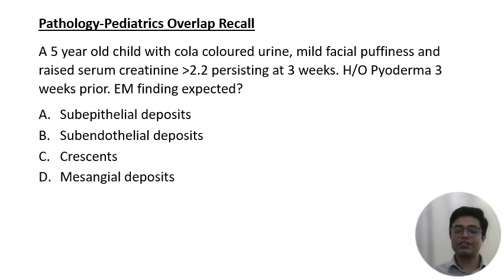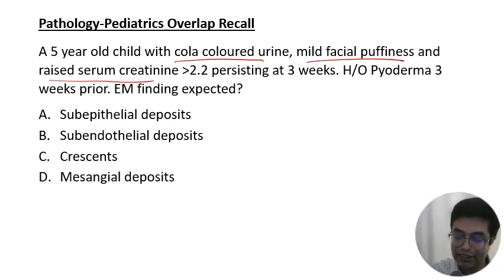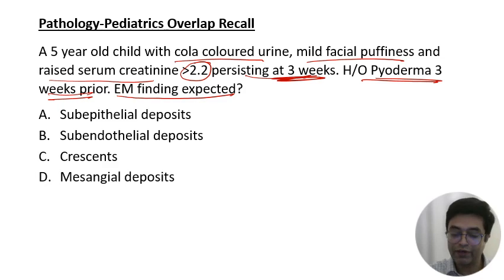This is more pathology than pediatrics, but I need to share my pediatric aspect here, and that is why I'm mentioning it is a pathology with pediatrics overlap. Recall the question was a 5-year-old child with cola colored urine, right? Mild facial puffiness, raised serum creatinine more than 2.2 persisting at 3 weeks. Pyoderma was there 3 weeks prior to this. What electron microscopic finding will you expect? Now this child, if you look at the entire clinical picture, is likely to have post-streptococcal glomerulonephritis.